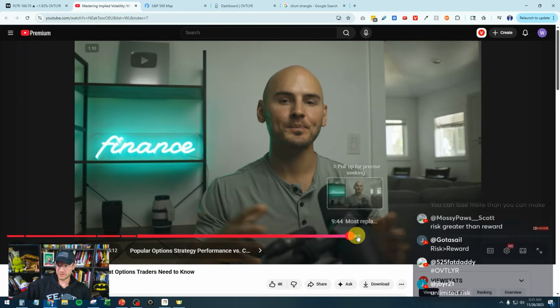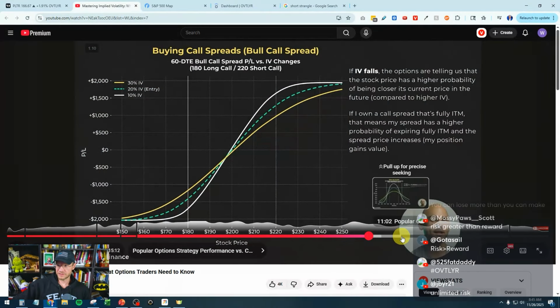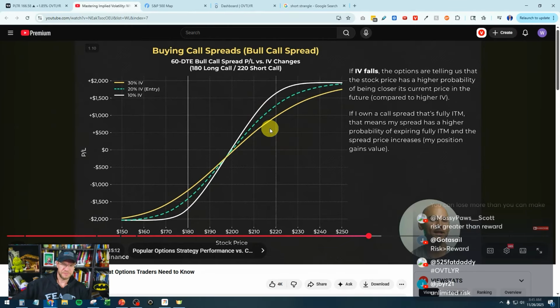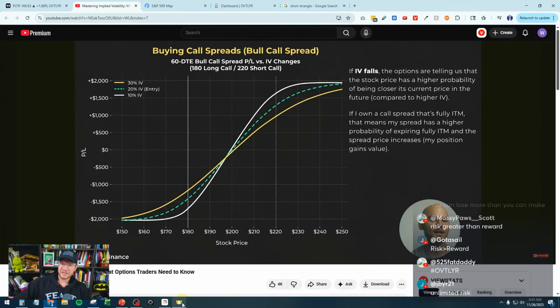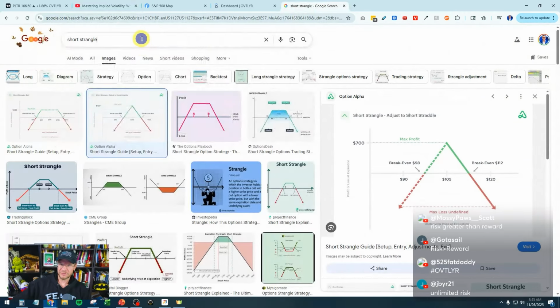I don't want to talk about short straddles either. What's he talking about here? I don't want to talk about spreads. Now, why no spreads? Okay, spreads are frustrating to me, and I'll show you why.